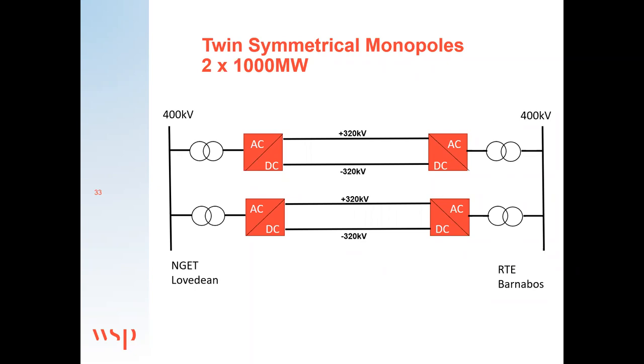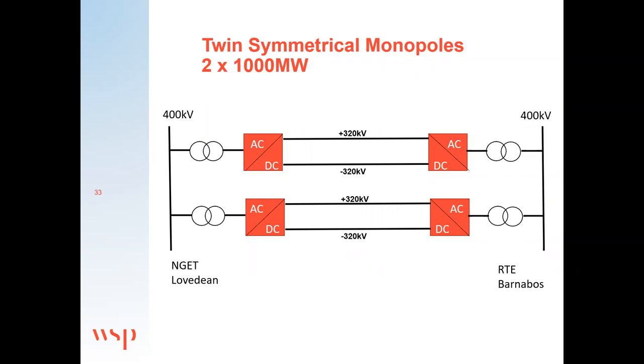So we had to come up with a solution that would keep within the limits that are sustainable on the British grid. And the solution we've adopted is to build two symmetrical monopoles using VSC technology. So we have two parallel links. If one fails or one is out for maintenance, you still have 50% of your power. And if any one trips, you're only losing 1,000 megawatts, which is acceptable in the British system. There is no credible scenario where we could lose both monopoles at the same time.